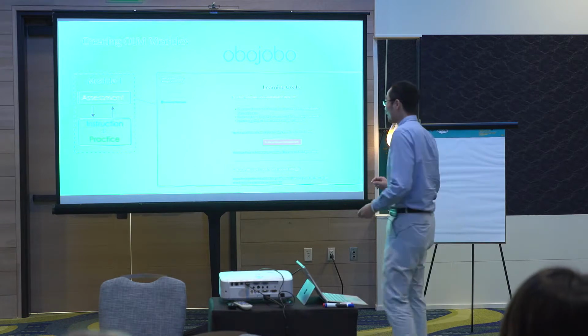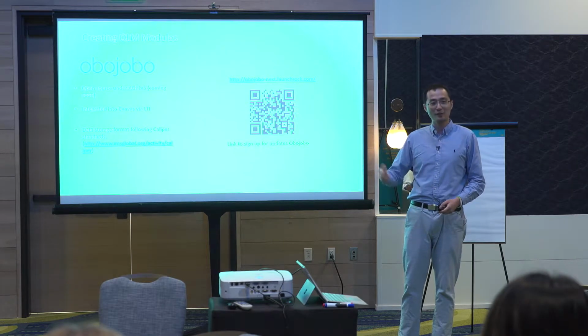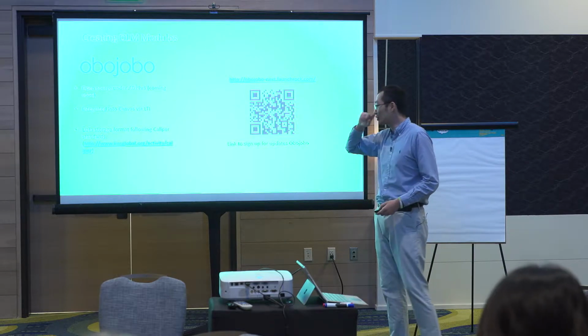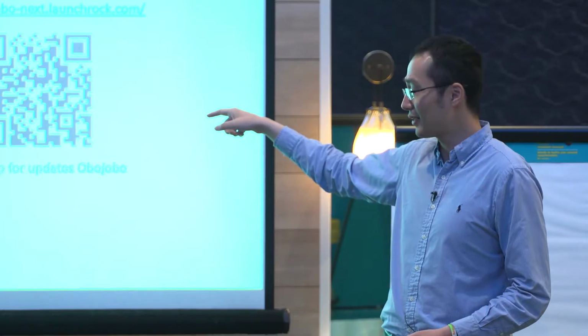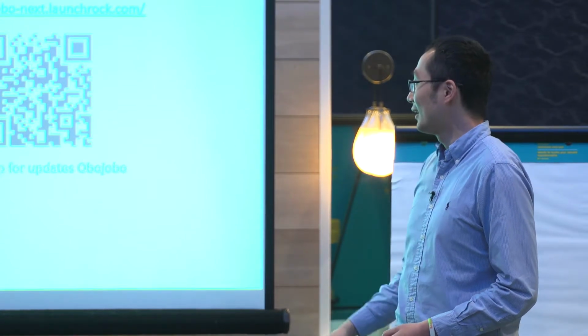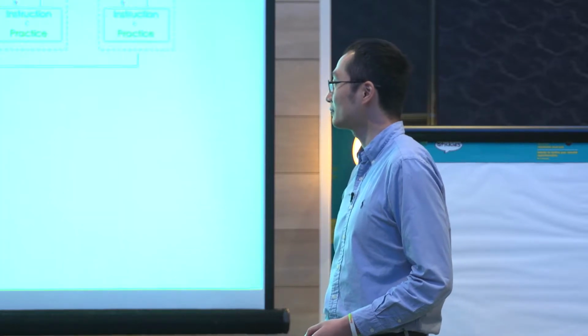All right. So this is Obojobo, and they are becoming open source. As I am speaking, they're preparing the documents. They're putting this on GitHub very, very soon, and you can scan this QR code. I'll show this on my last slide, and it's integrated with Canvas.